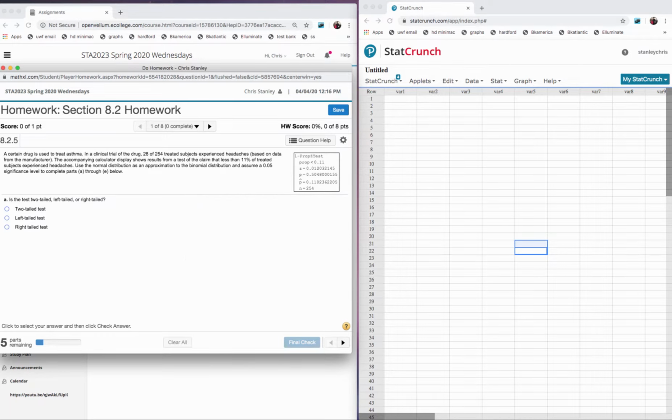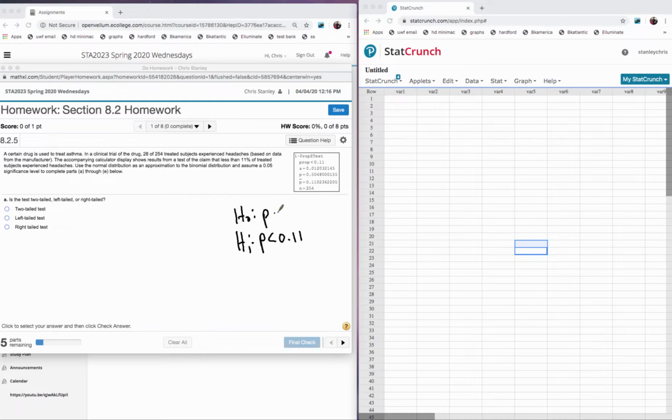Okay, so whenever I'm trying to determine if it's a left-tail test or right-tail test, I set up my null and my alternative. Their claim is less than 11%, so that's going to be your alternative: that a lower percentage of people in the treatment group will get headaches. They don't want people getting headaches. Right now it's 11%. If they give this drug, they want it to be less than 11%. And there it is right there. So this is a left-tailed test because this is a less than. Less than falls on the left.